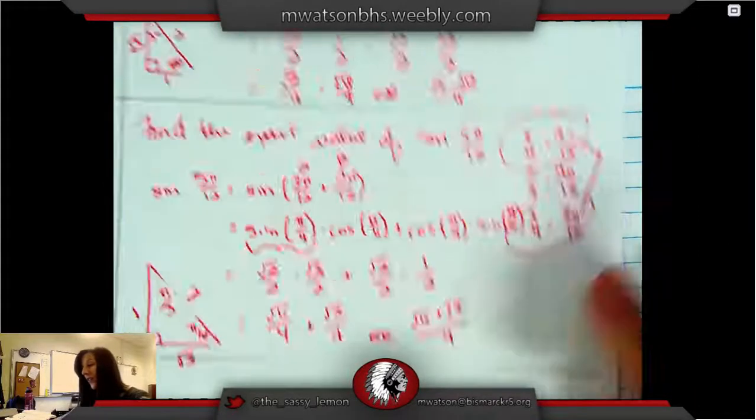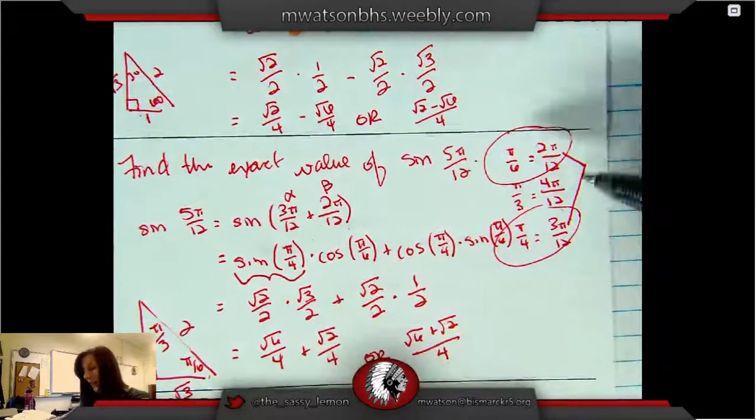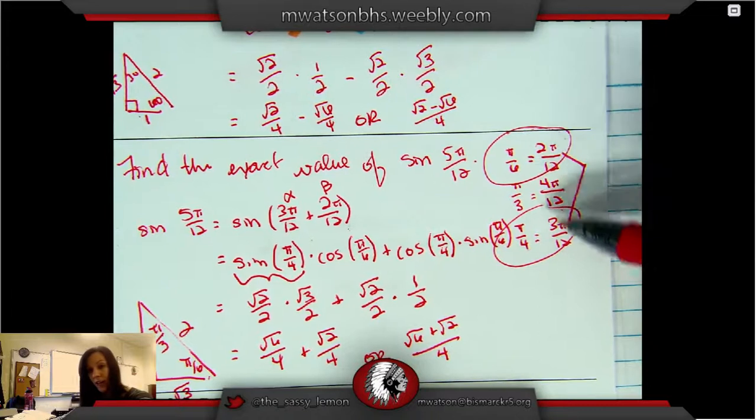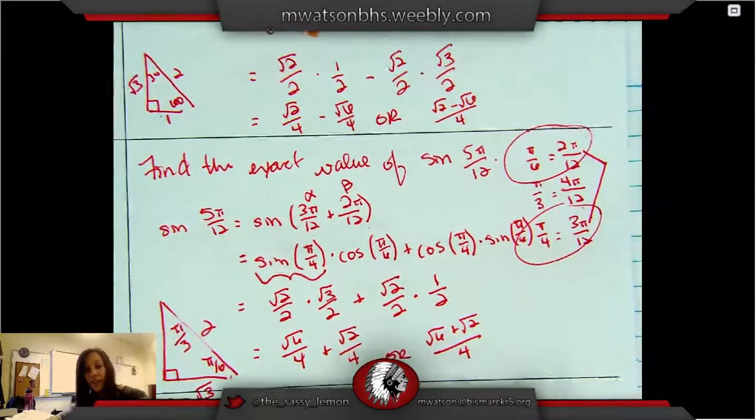Alright, so the key takeaway is that before you actually get started, you're going to have to take those special angles or your quadrantal angles and get a common denominator with what you're looking for. Now let's move on to tangent.